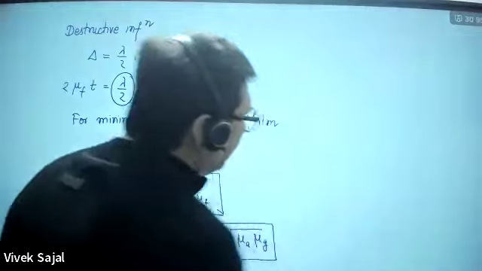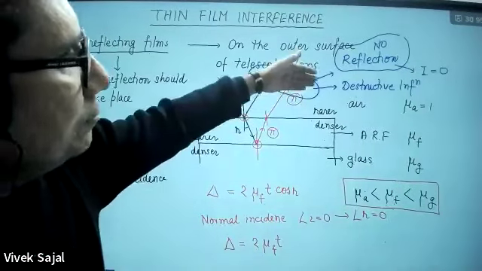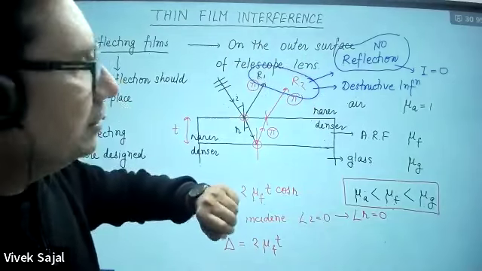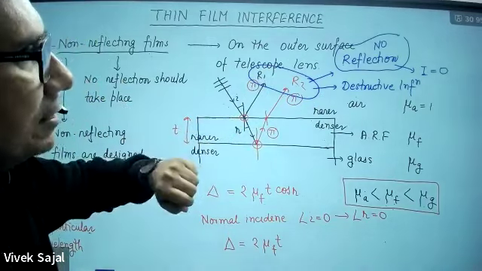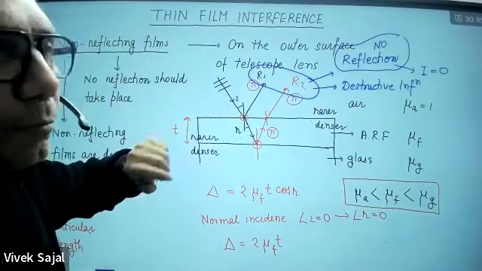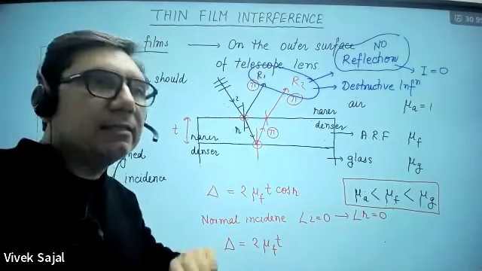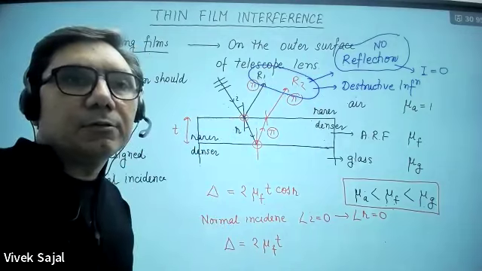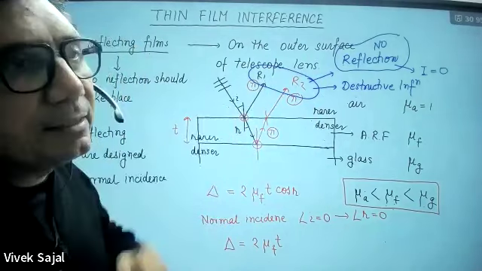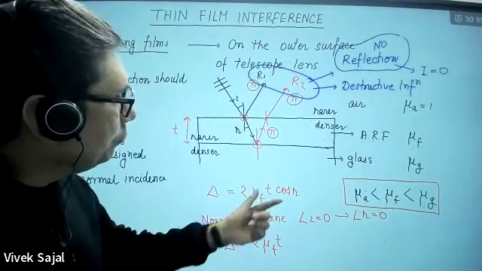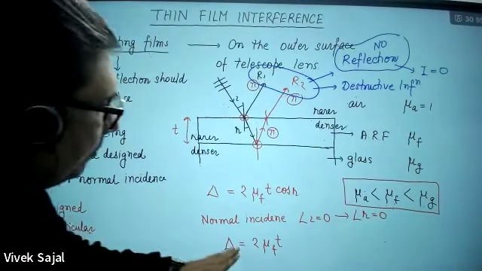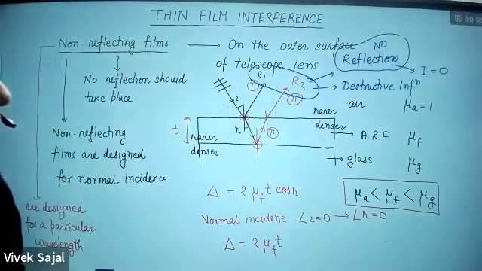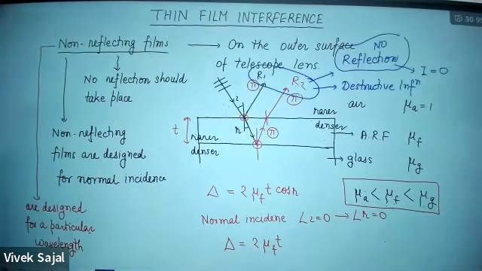What you have to remember here in this case is that refractive index should be in increasing order in the downward direction. Second, both the reflections, first reflection as well as second reflection, are taking place at the denser medium. Both times, first medium is rarer, second is denser. So extra phase of pi is introduced. As a result, this extra phase is cancelled out and path difference becomes 2 mu ft cos r, and they are designed for the normal incidence. So that's why this will be 2 mu ft. Okay, so in this way, you have to remember these formulas related to non-reflecting films.